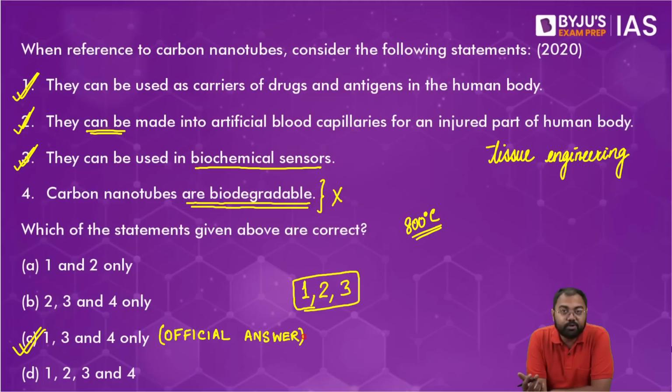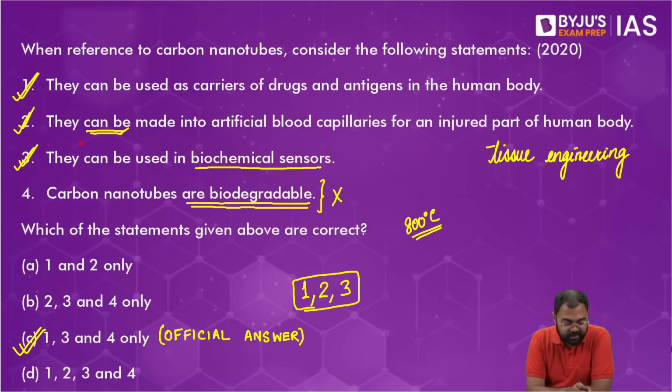Because statement number 4, for example, I can still manage with and say that we're fine because there are special methods to degrade them. So let's call them biodegradable. I still would be fine with it, although I'll have my reservations there. But statement number 2 is not wrong, because it says "can be".